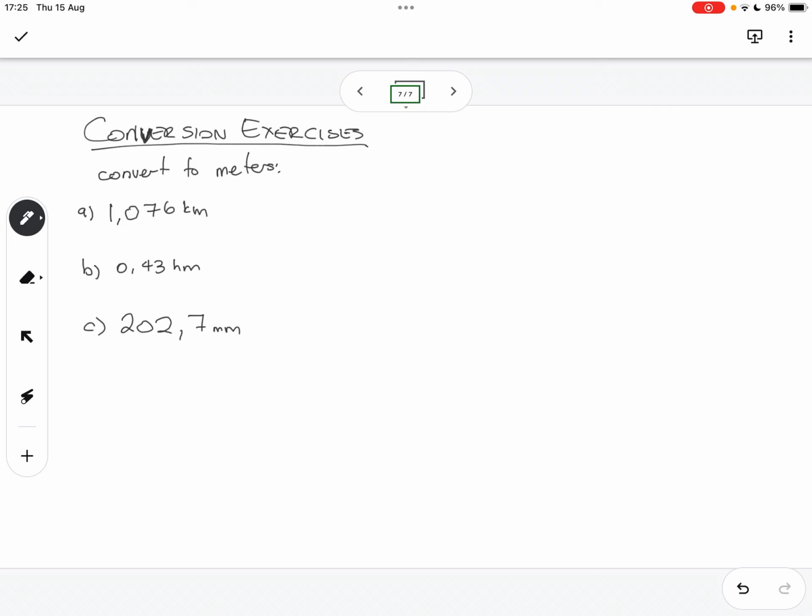Remember, every kilometer has 1,000 meters. So if we convert 1.076 kilometers to meters, we have to multiply by 1,000. We say 1.076 kilometers will equal 1.076 kilometers times 1,000 meters per kilometer. So that's how we do it.